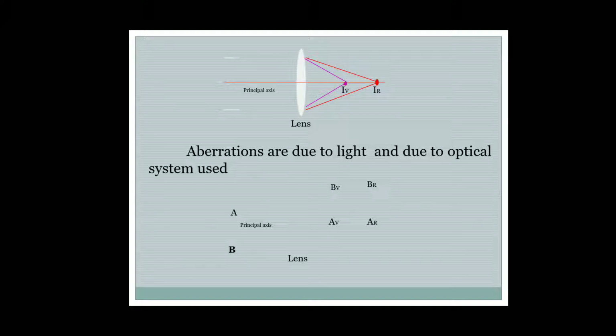And about the second diagram. In the second diagram, there is a convex lens. There, AB is the white light.